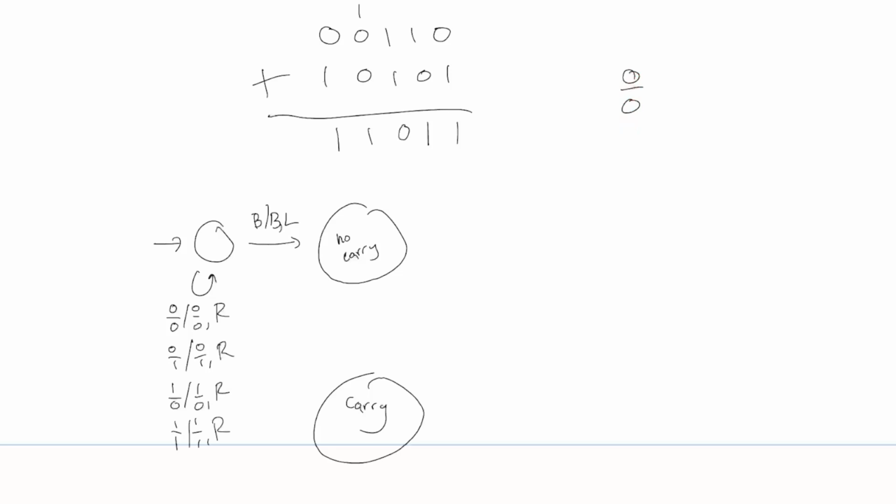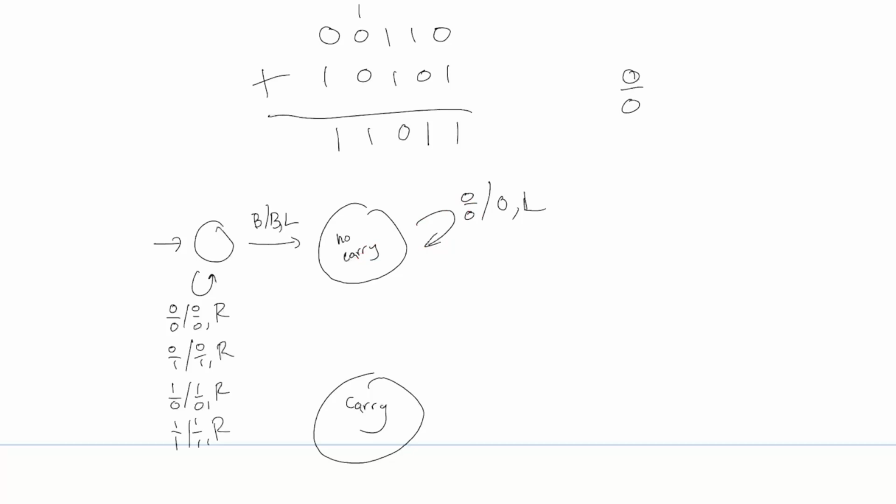So this is going to be a looped edge here. 0, 0. The answer is 0. And I'm going to put L. All the movements will be to the left because this is how you add numbers digit by digit. All right? So this says if I'm adding 2 zeros in this digit, the answer is 0. I move to the left to the next digit, and I do not carry on to the next digit, which is why this arrow goes back to the no carry state.